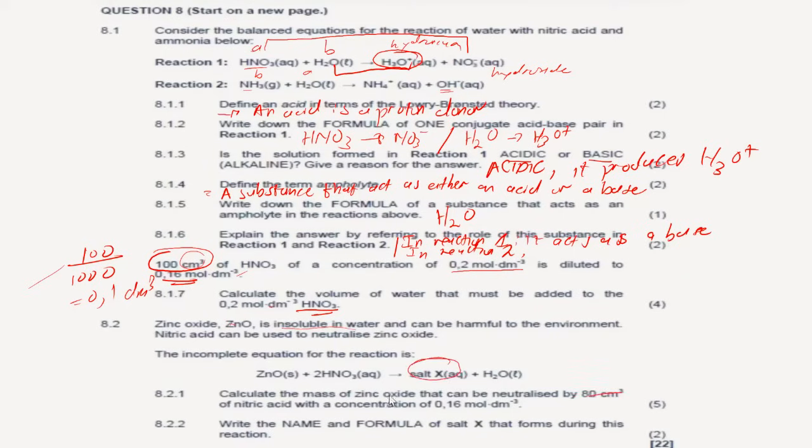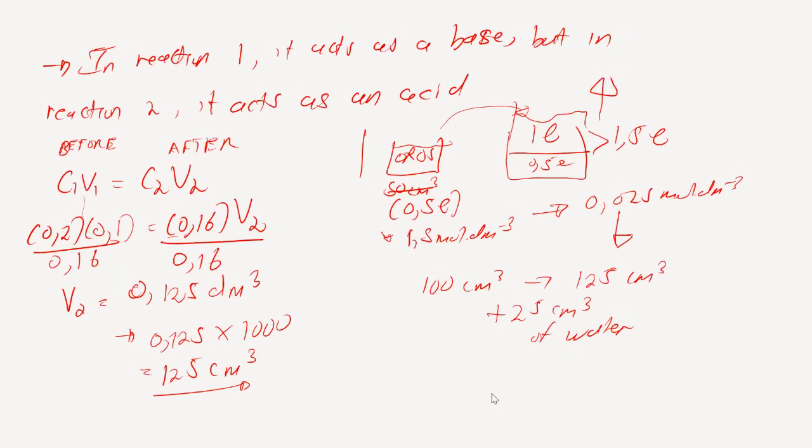8.2.1: the mass of zinc oxide that can be neutralized by 80 cm³ of nitric acid with a concentration of 0.16 mol per dm³. And that is for 5 marks, right? We know very well that this is still stoichiometry, because we are given the volume and the concentration. So we can start by calculating the number of moles.